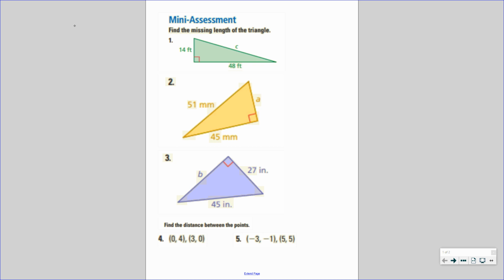So there's 3 triangles you have to find the missing side for. Label this one 9.2 mini assessment. At number 1, you're finding C. And number 2, you're finding A. Number 3, you're finding B, and then 4 and 5, you're finding the distance between these 2 points. I'm going to show you another way that you can find that, and we'll see which way you like.